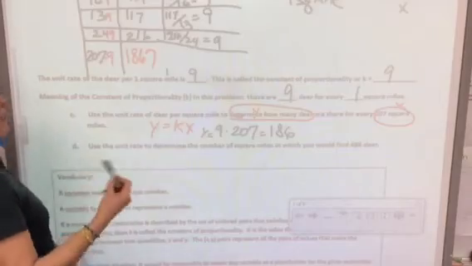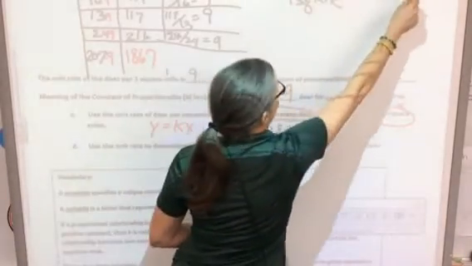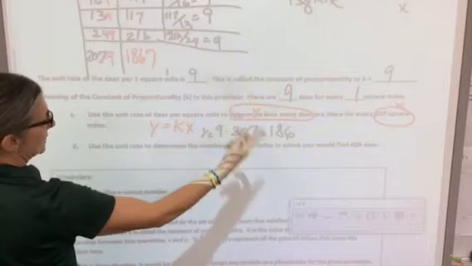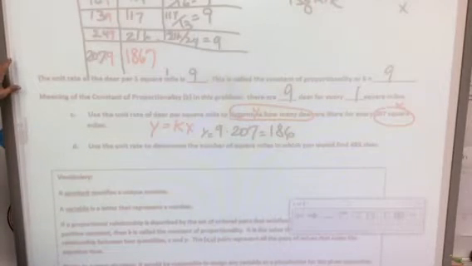1,867. So we can just use this equation: y equals kx, or you can use k equals y divided by x to find the constant of proportionality. The k times the independent variable x will always give you your y, or your dependent variable.